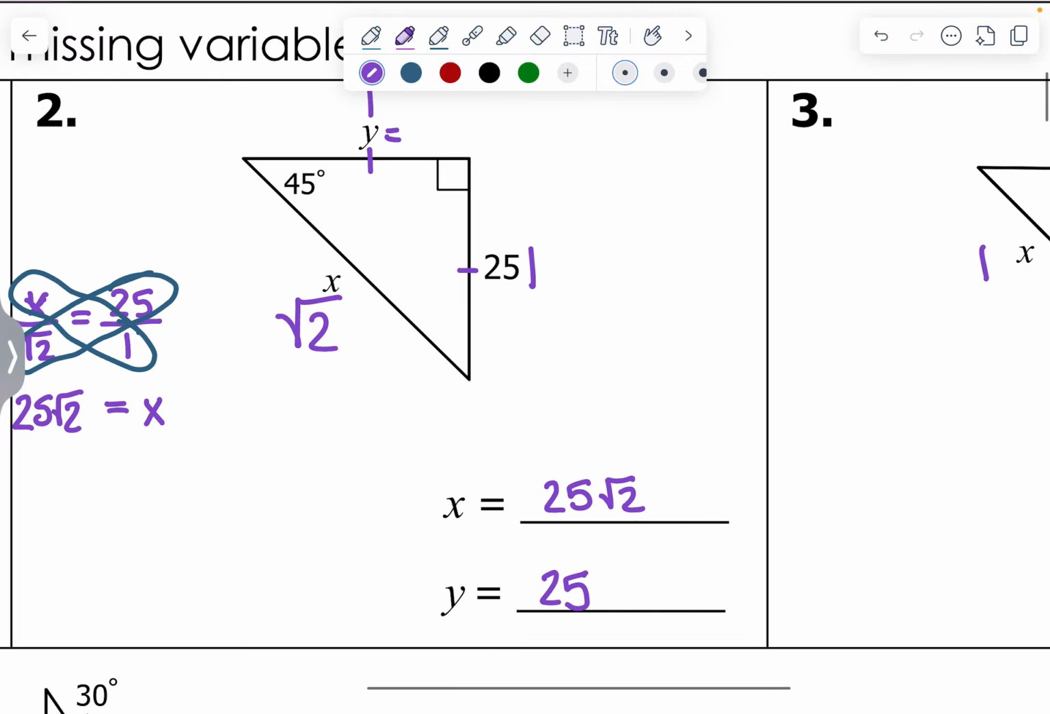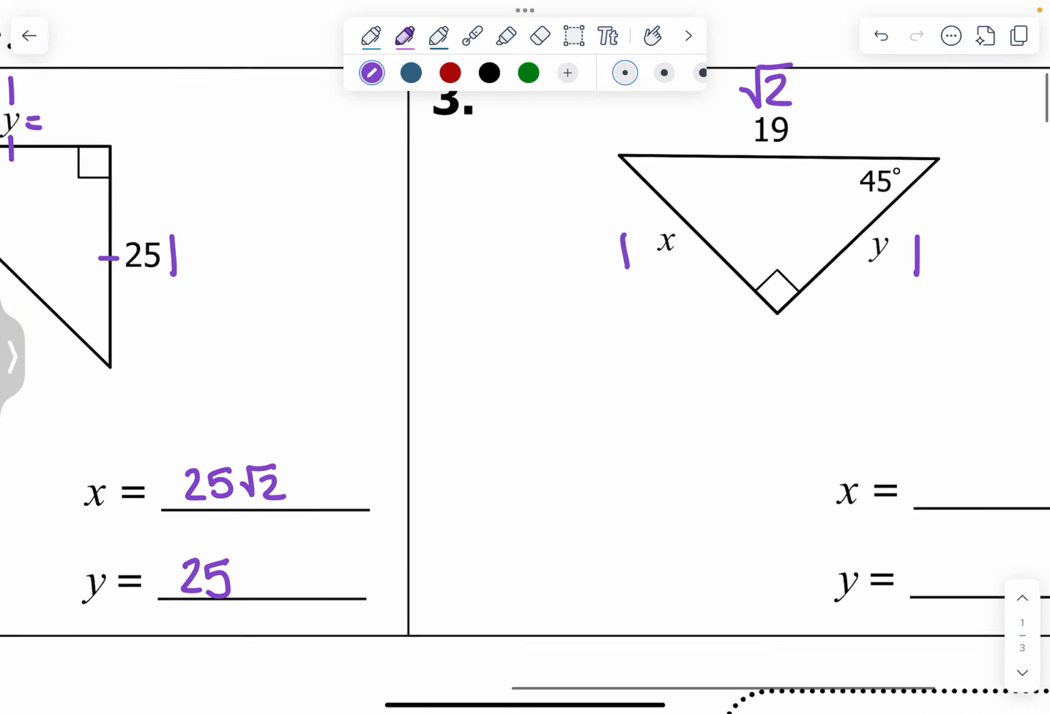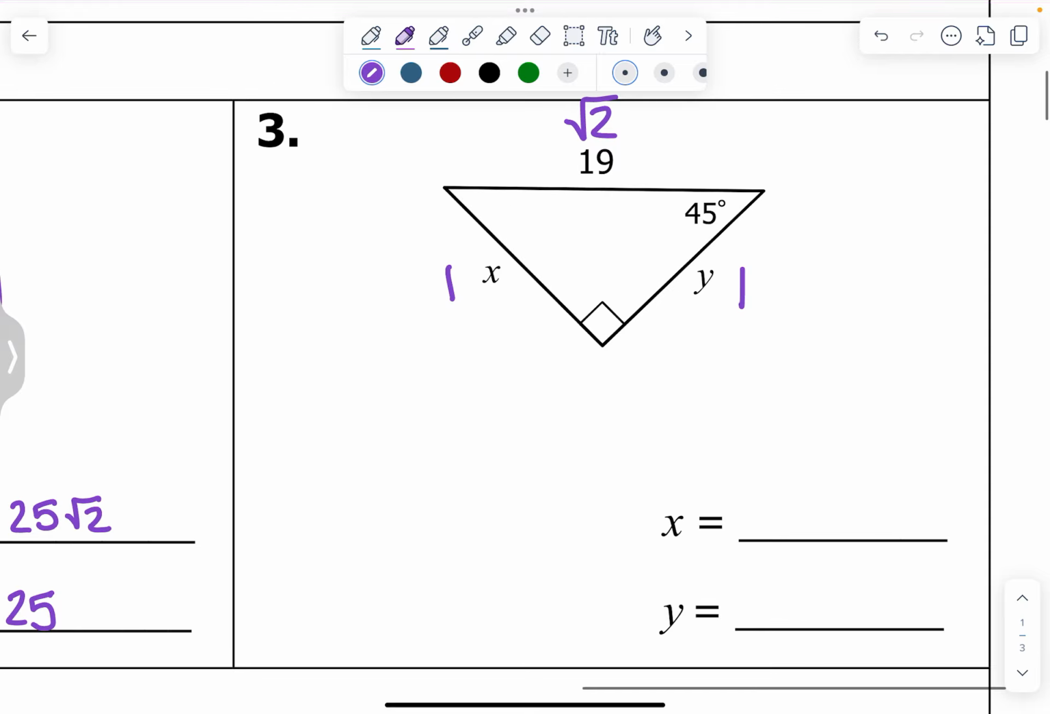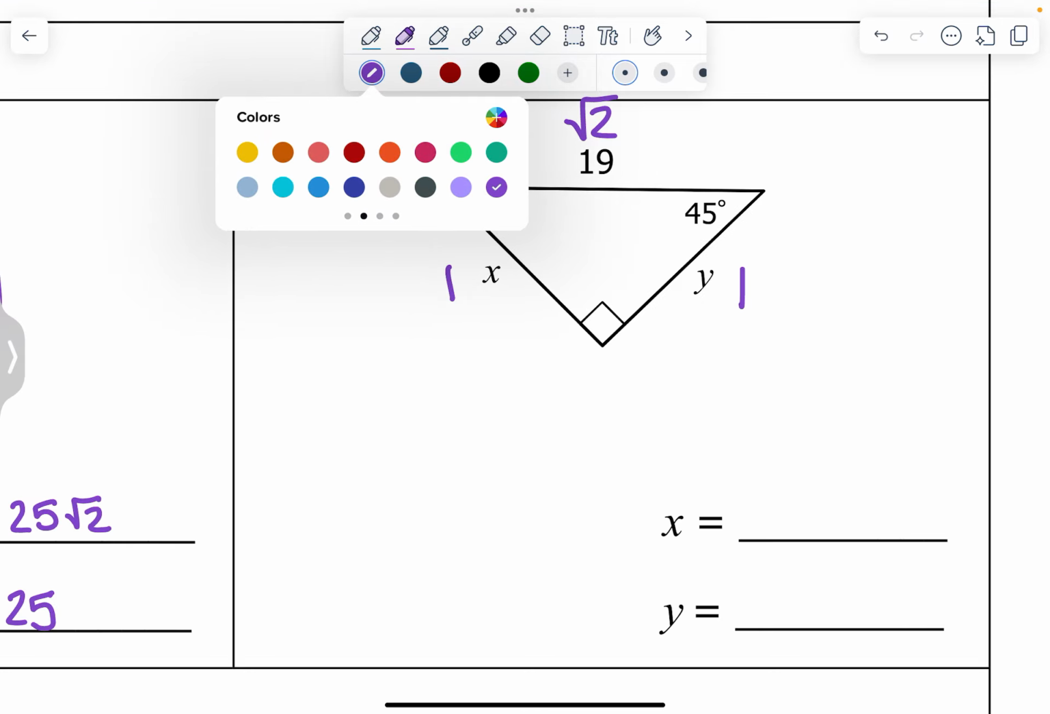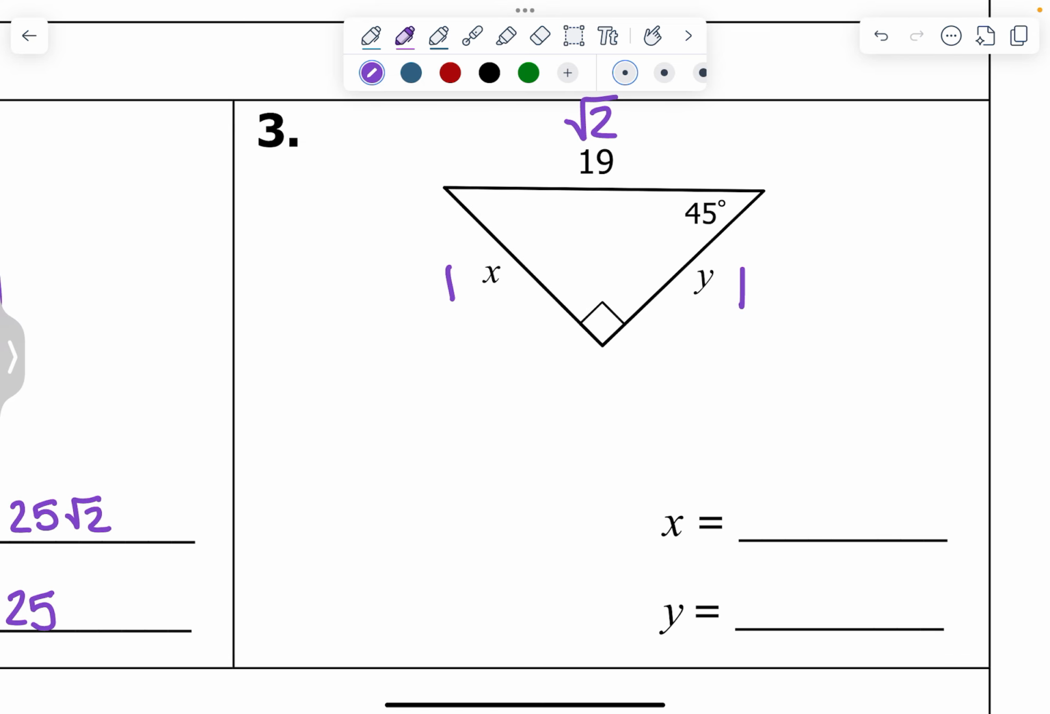All right. Here's our last 45, 45, 90 that we're going to do. We are looking for the legs, so we don't have anything that matches at this point except for the legs match. So once we find x, we will have found y. And so let's set up our proportion and solve it. We got x over 1 equals 19 over radical 2.